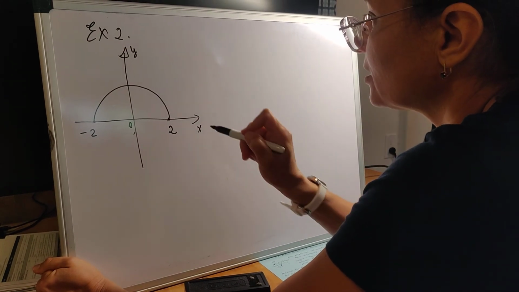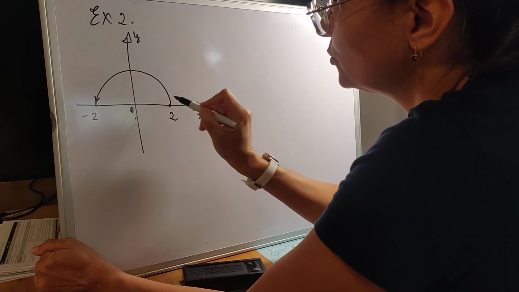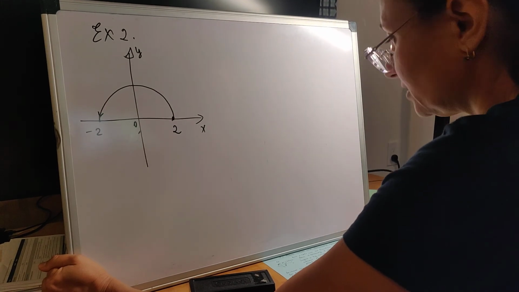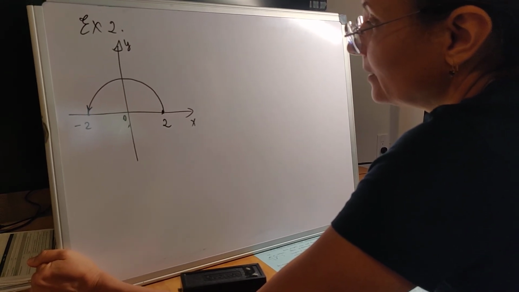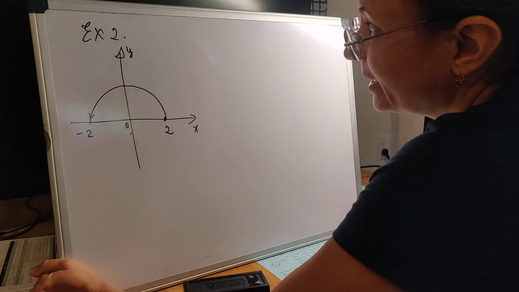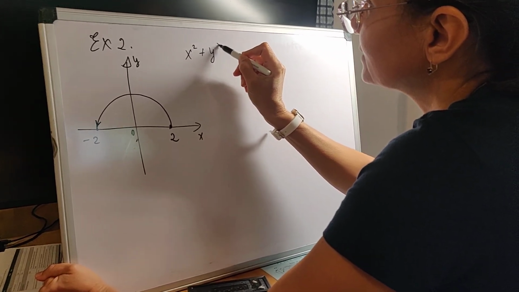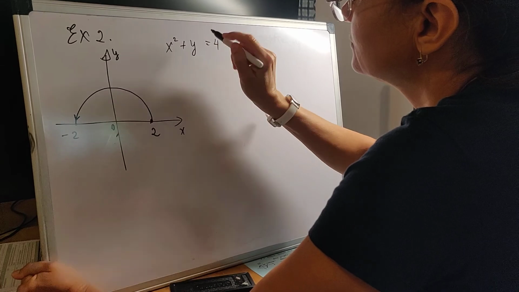So somebody gives me a graph of half circle with radius 2 and tells me that motion happens from this point towards this point. And they're asking me to find out parametric equations of this graph. What can I do? Well, I know equation of a circle with radius 2 is going to look like this: x squared plus y squared equals 4, right? That's radius 2.